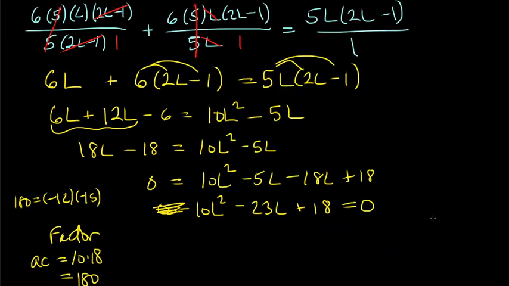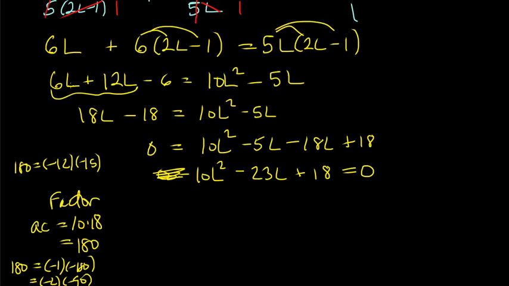So where did I mess up? So 6L plus 12L is 18. That part's fine. Oh, this is 6. I don't know why I changed that to an 18, but that's my mistake right here. So this is wrong. Let's fix that.